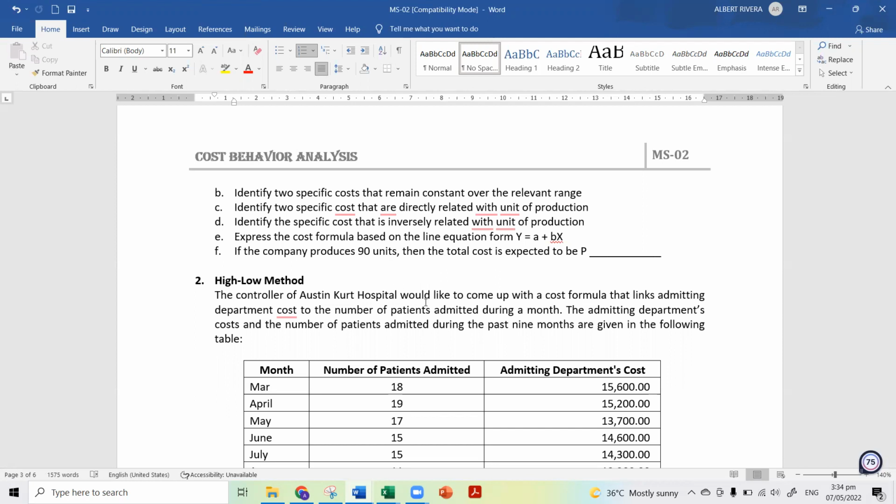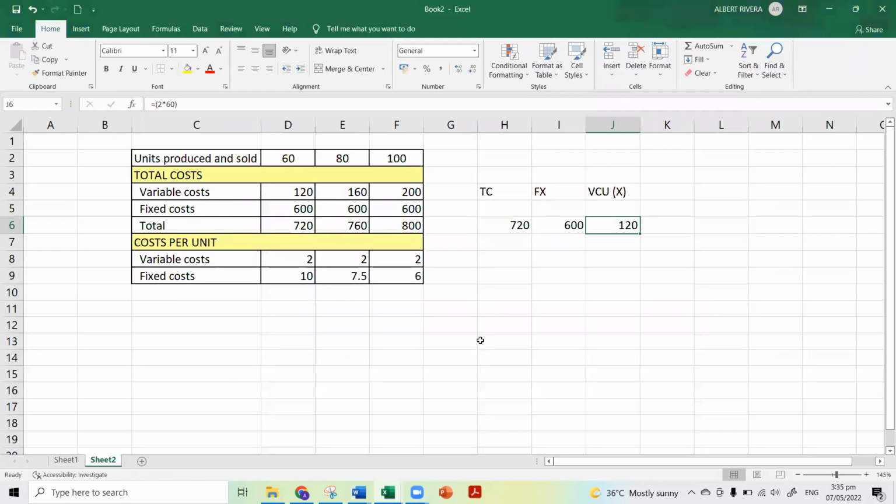Okay, identify the two specific costs that are directly related with the unit of production. Directly related, ibig sabihin habang tumataas din siya. Tapos inversely related, habang tumataas siya, bumababa siya. Balik tayo dito. What are now the two specific costs that are directly related? Habang tumataas ang production, tumataas siya. Ano yun? One is the variable cost. And the other one? Ano yung nandyan habang tumataas ay tumataas din? That is your total cost. Okay? Next.